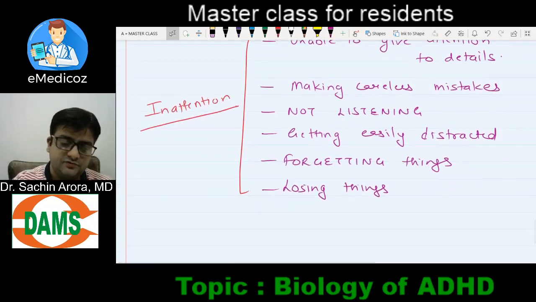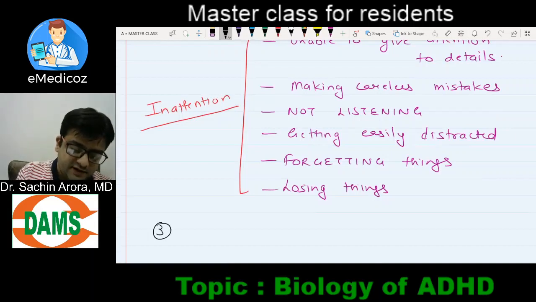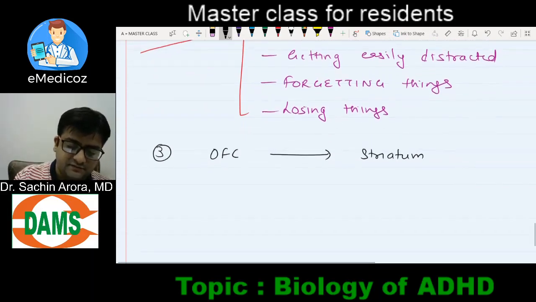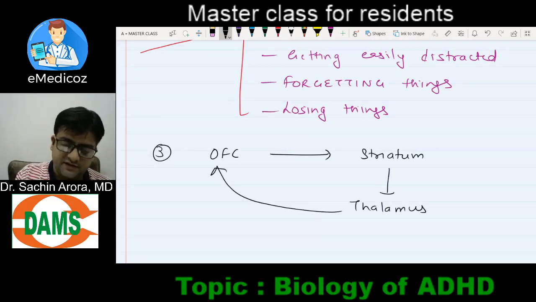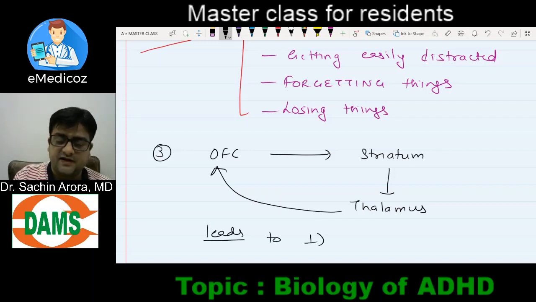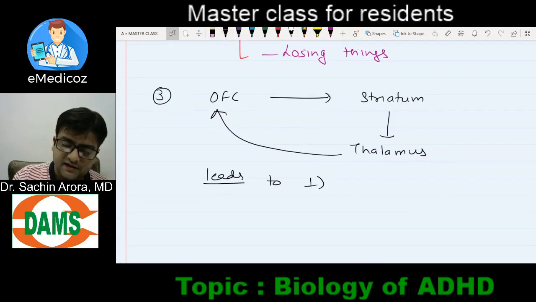Then comes the third loop. It starts from orbitofrontal cortex to striatum, again to thalamus, back to OFC. OFC problem leads to impulsivity. What do you mean by impulsivity?